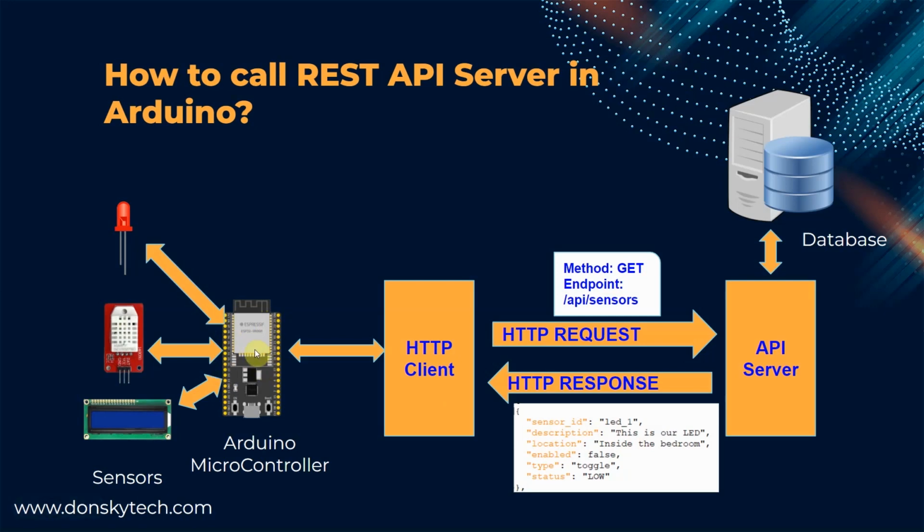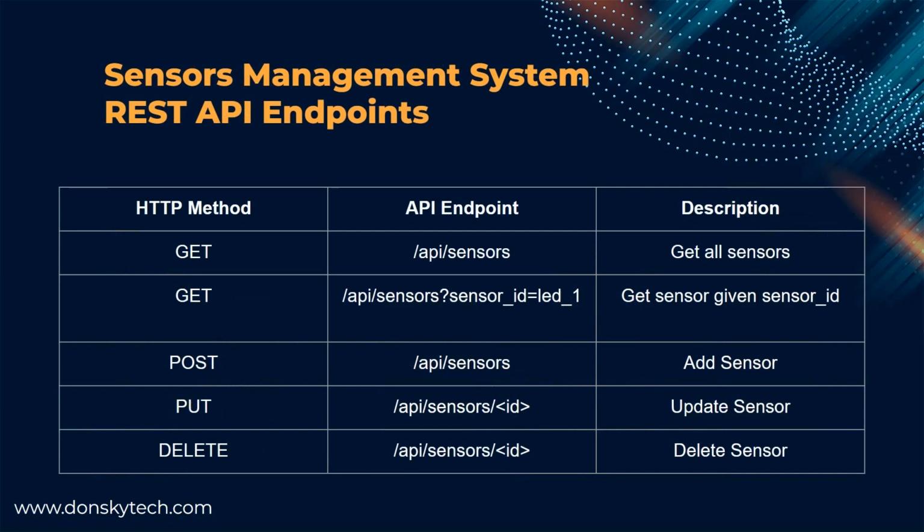The Arduino microcontroller then parses the values coming from the JSON response and controls our component. For example, in this diagram, if the status of our LED is low, it means that we will turn off the LED. If it's high, then we will turn it on. What endpoints are we talking about here?